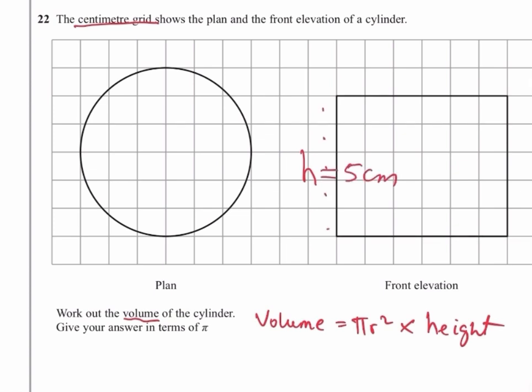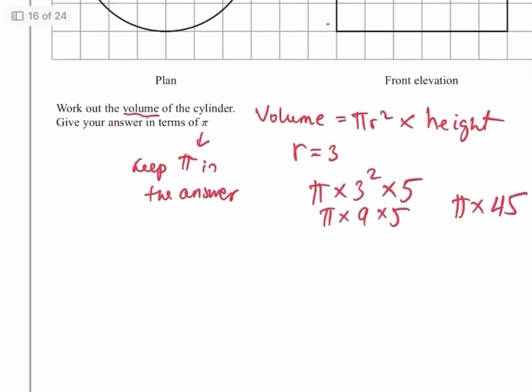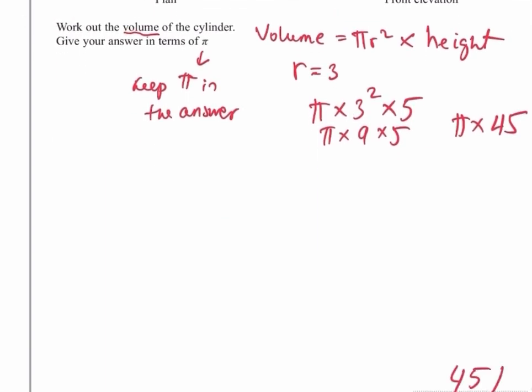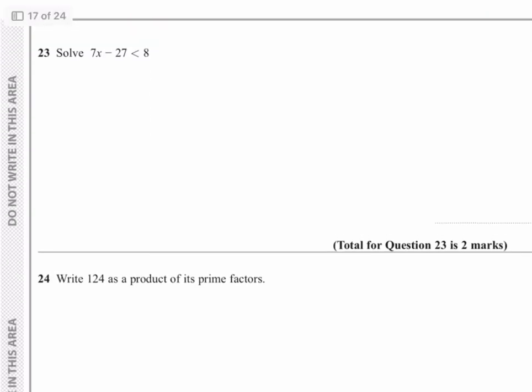So remember, the plan view is the top view, the view from the top. And we don't need to have the rulers. A couple of you attempted to use the ruler here. The shapes are drawn on the centimeter grid, so just count the squares. Need to identify the radius and the height on the shapes. Substitute into the formula and you get pi times 45. So you keep pi in your answer, not just 45, 45 pi.